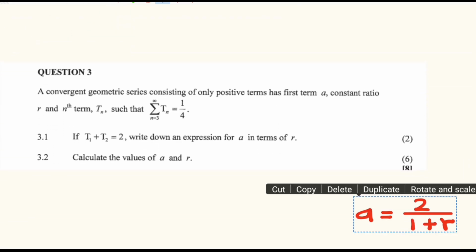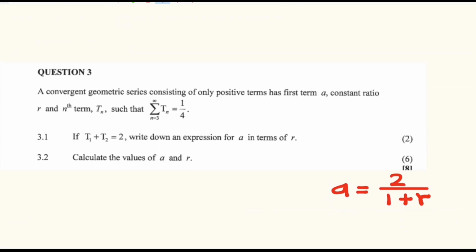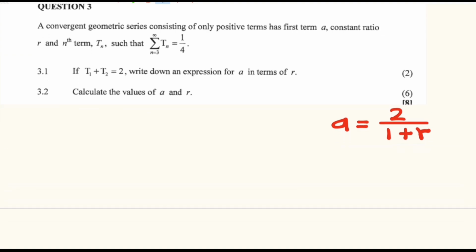we calculate the values of A and R. The tricky part about question 3.2 is that the sum starts from n equals 3 up until infinity, and this will be equal to 1 over 4. So when we use the sum to infinity, n has to start from 1 up until infinity, not from 3.